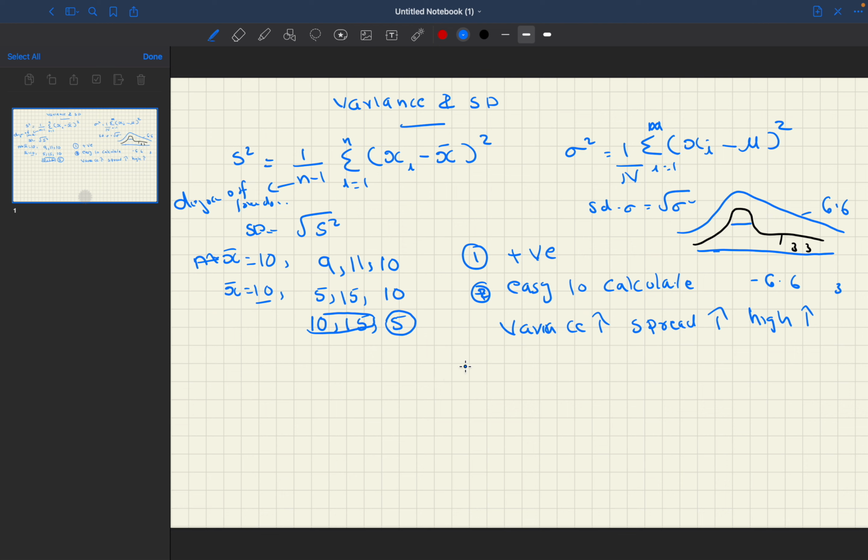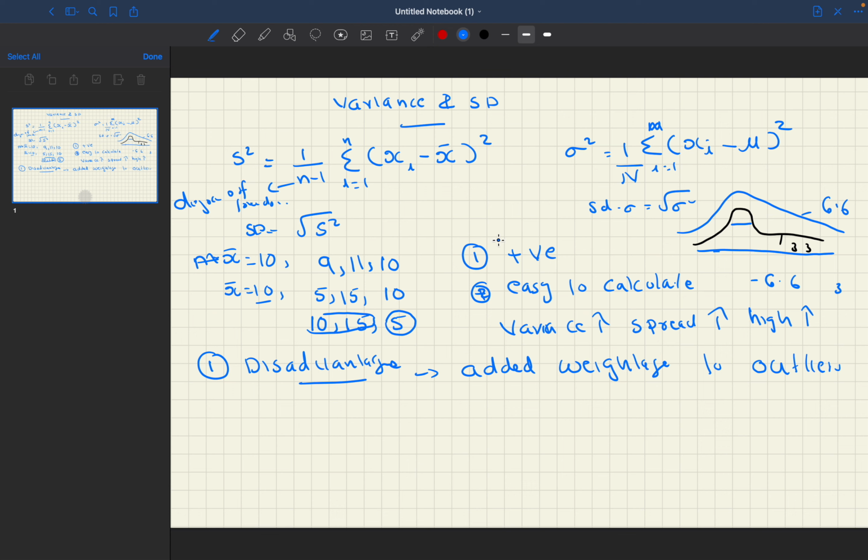Okay, so this is one of a couple of advantages of variance, and one of the disadvantages of variance is that it gives added weightage to outliers. For example, if we have an outlier here, when we are squaring it, it will be doubled. So it is prone to outliers. So this is one of the disadvantages of variance.